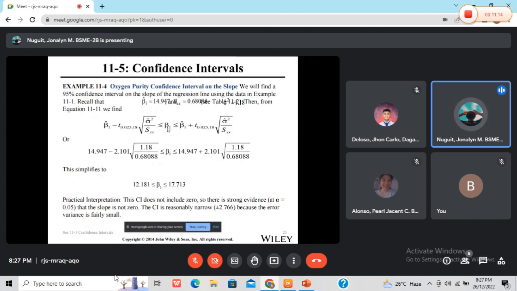So, gamitin na ang formula. Ang given, i-apply ang given. Then, this simplifies to 12.181 less than or equal to beta sub 1 less than or equal to 17.713. So that's all for my report. Thank you.